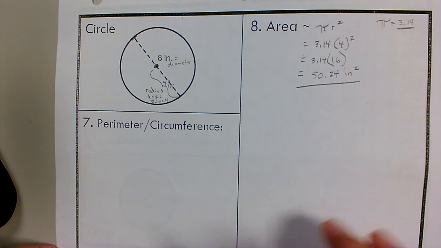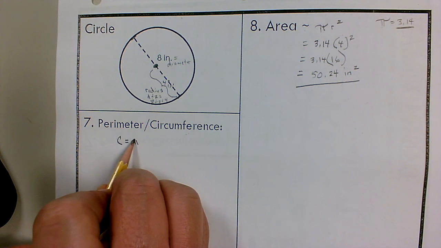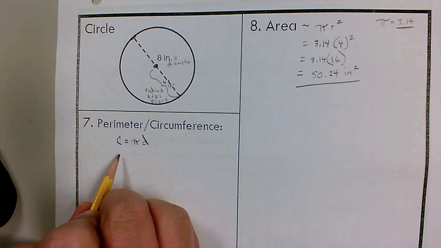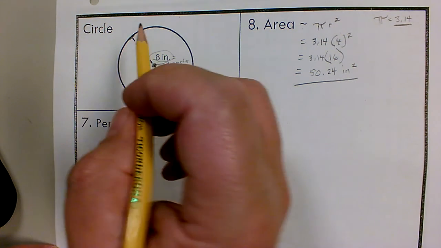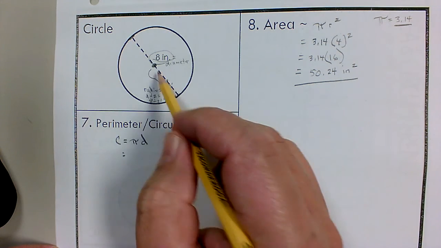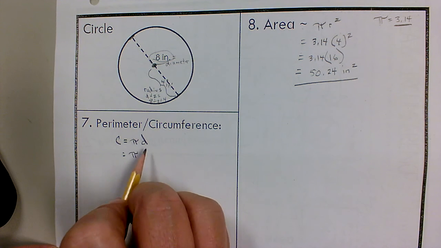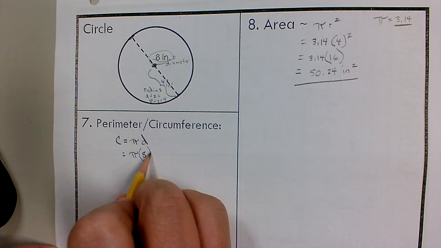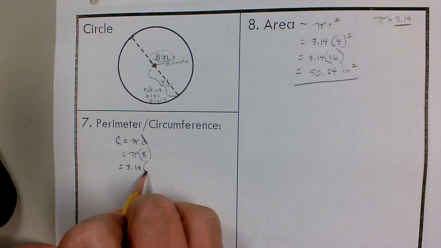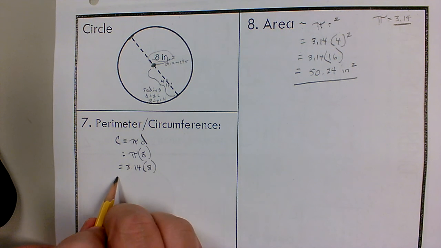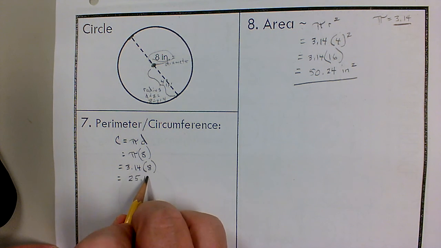Okay, for the perimeter, or the circumference, we know the circumference is equal to pi times d. So if we know what d is, they gave us d up here, 8 inches, the distance from one edge to the other edge going through the center of the circle. So it's pi times d, which is 8. And we know pi is a fixed number, it's always going to be 3.14, times 8. 3.14 times 8 is 25.12 inches.